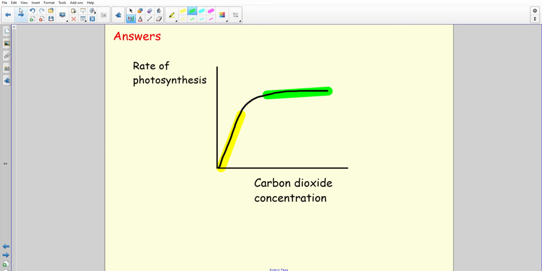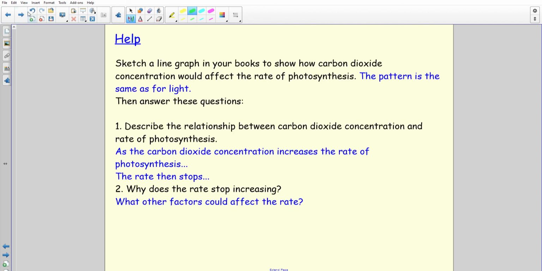So what I want you to do now for the last bit of this lesson, I'm going to end this just after you've gone through these questions and I've gone through the answers. I want you to have a go at these questions. Can you sketch a line graph for carbon dioxide? It should be similar to what you did for light, apart from you should have different labels on the graphs. Then can you describe the relationship between carbon dioxide and rate of photosynthesis at the start, and what happens eventually? And then why does it stop increasing after a while? All that we've been talking about with limiting factors. So pause the video again, and then I'll put the answers up, and then that will be it.